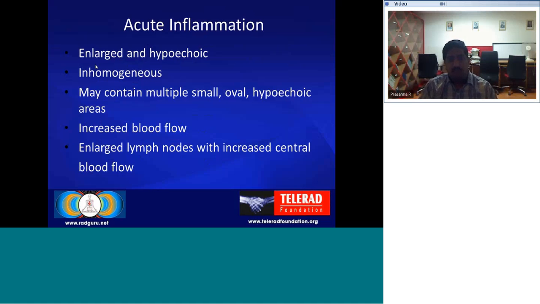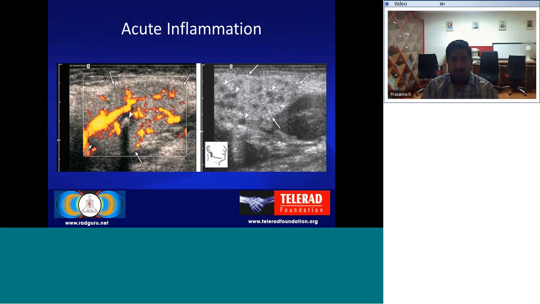And typical of any acute inflammation, we see that it is hypervascular, with enlarged lymph nodes, either cervical lymph nodes or intraparotid lymph nodes itself. And also with a high resolution transducer, we may be able to see the central flow which is increased. So in acute inflammation, we see here that there are multiple vessels, as compared to a normal gland.